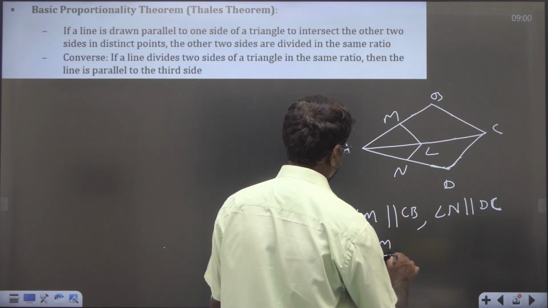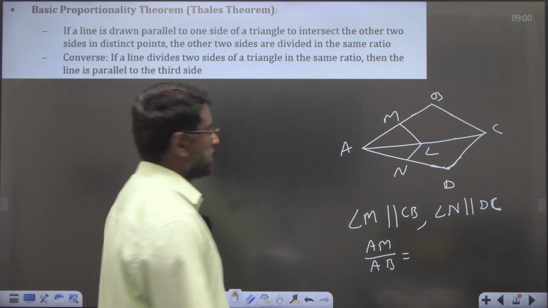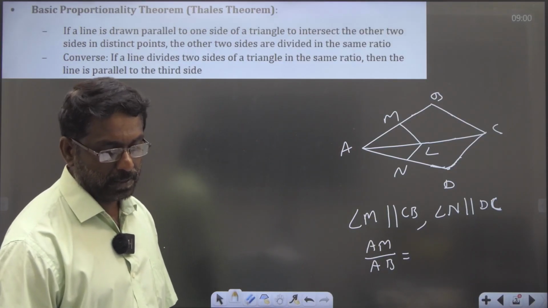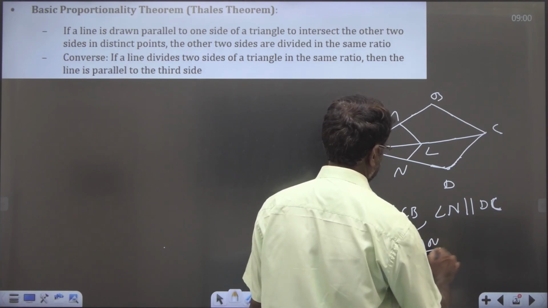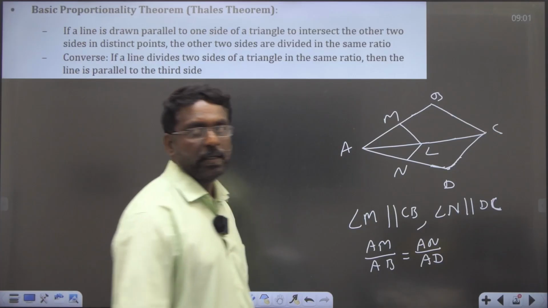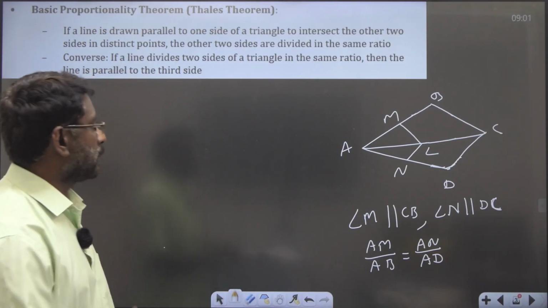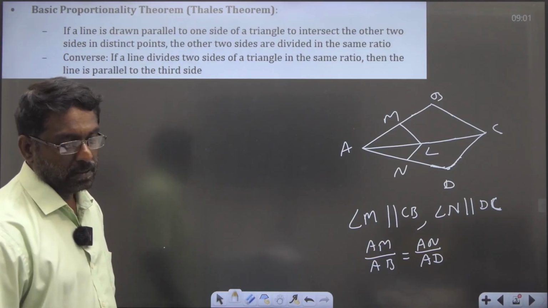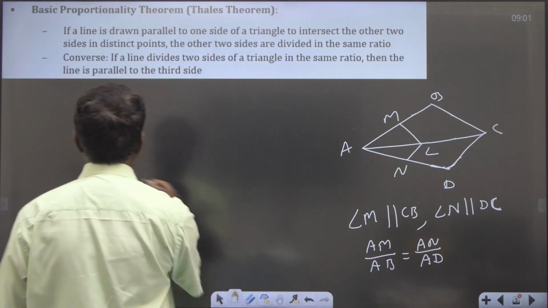AM by AB is equal to AN by AD. This is the question. Okay, how can we prove it? Consider triangle ACB.